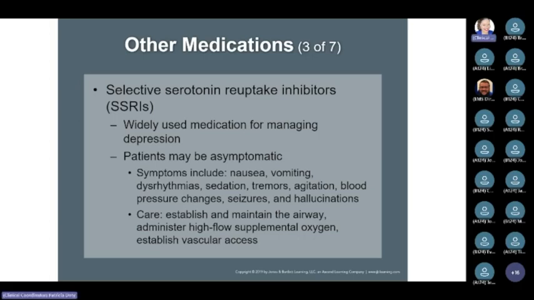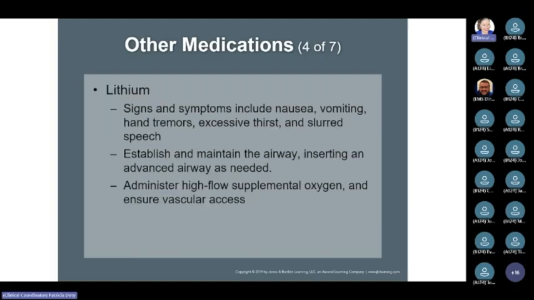SSRIs, a lot of people take SSRIs for managing their depression. So your patients may be asymptomatic to begin with, and then they might have nausea, vomiting, dysrhythmias. You guys can read all of these, but this is where this patient is deteriorating very fast. What's our care? Same thing as it was before. ABCs, and we're going to be really worried about that, and establish our vascular access. Also, get your paramedic involved and then go ahead and worry about getting some activated charcoal. Remember, we have to call med control for that though.